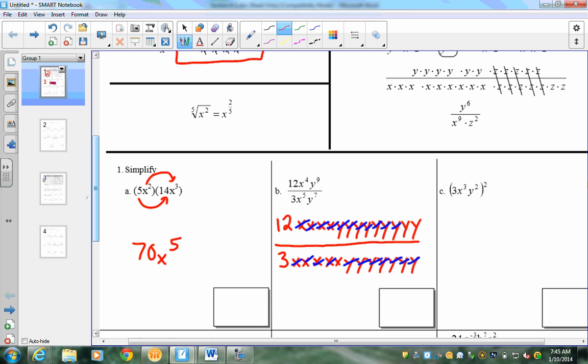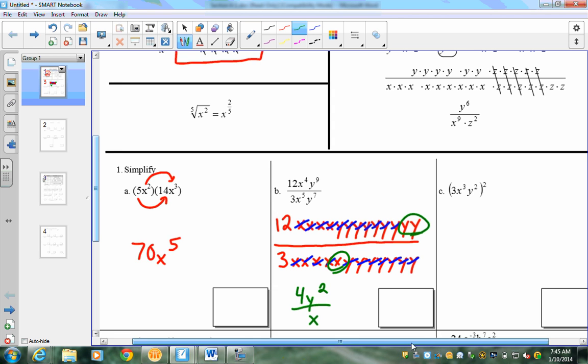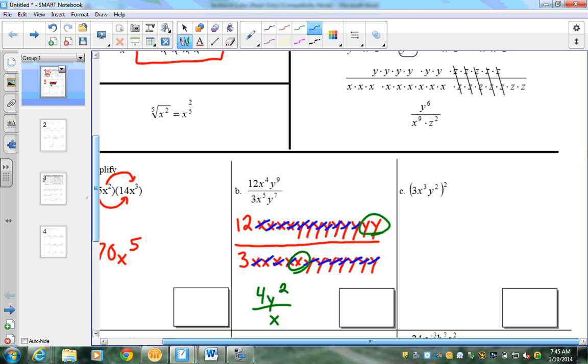What we're left with is, well, we've got to deal with the numbers here. 12 over 3, that's division, so that's 4. But notice that we have 2 y's left on top, so the answer is going to be 4y squared over, there's an x left, which is x. And there's your answer.